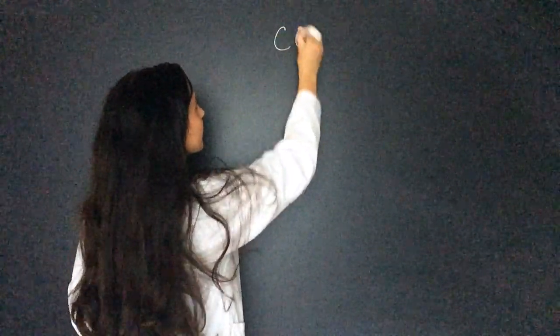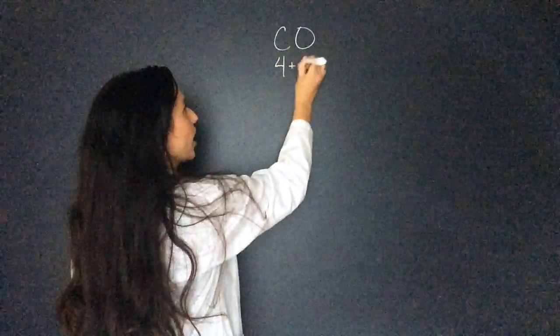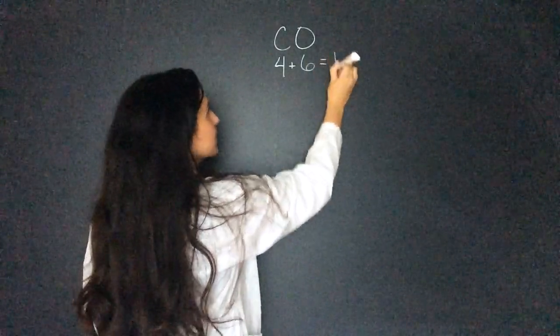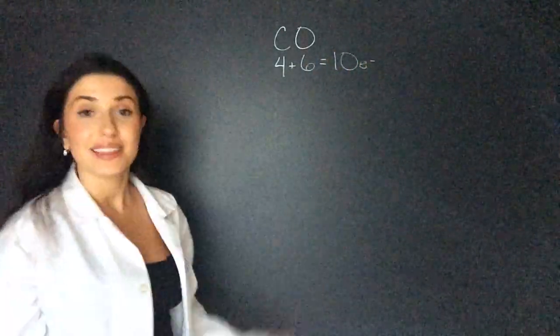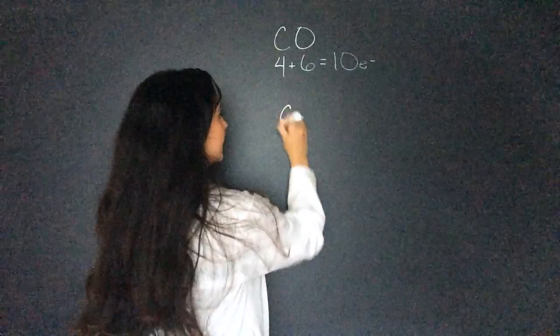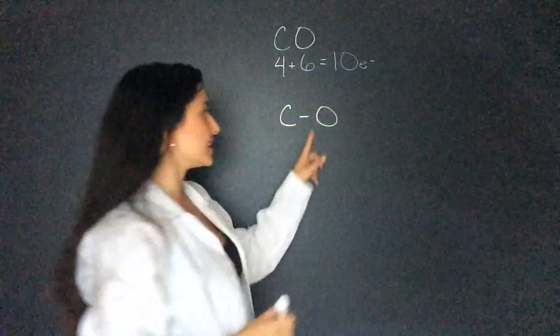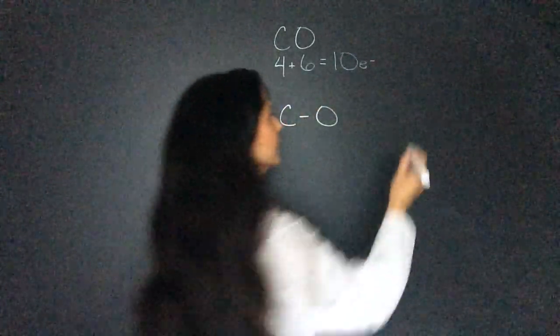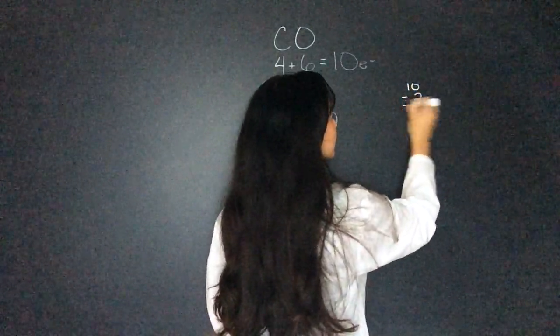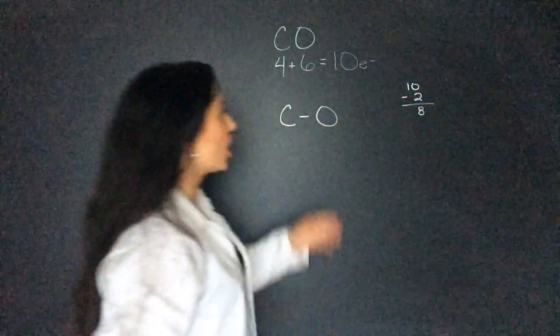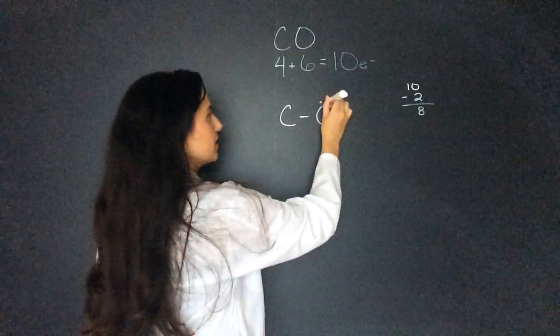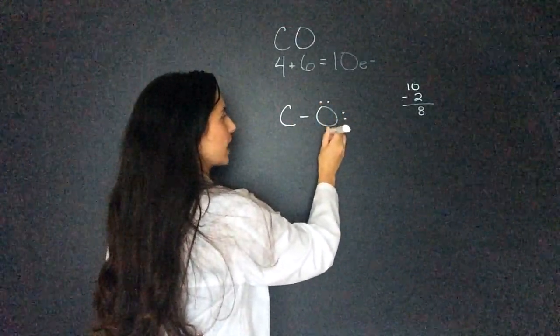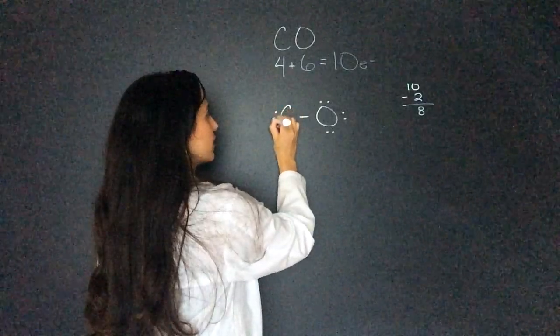My next example is carbon monoxide, CO. Carbon has a valence shell of 4 electrons, and oxygen has 6. So altogether, we have 10 electrons. Let's draw the skeleton. C bonded to O. This has 2 electrons bonding, so 10 minus 2 is 8. I'll draw 6 on the oxygen. It's the most electronegative. And I'll draw 2 on the carbon.